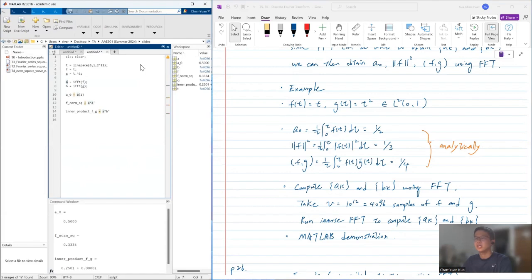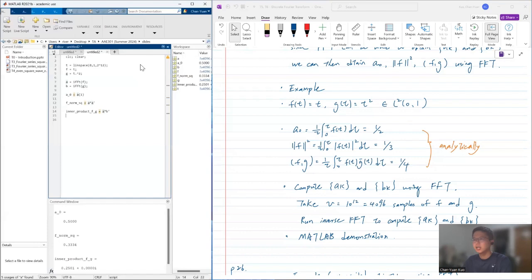And after we have obtained the coefficients, we can then determine the values that we are interested in. So basically, a_0 is going to be the first element in the vector a, and the total power of f is going to be the sum of the squared absolute value of a_k. And the inner product of f and g will be the summation of a_k times the complex conjugate of b_k. And the summation is from negative infinity to positive infinity.